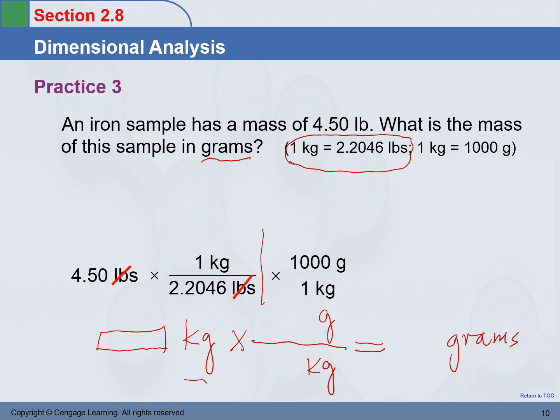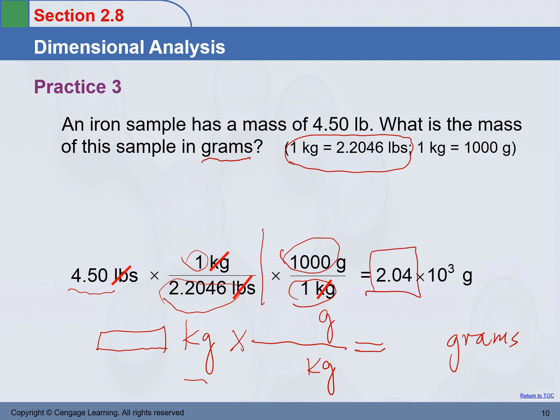Now you perform the calculation. You start with 4.50 times 1 times 1,000. Keep dividing all the numbers at the bottom, divided by 2.2046 divided by 1. Your answer will be 2.04 times 10 to the power of 3. Again, 3 sig figs decided by the initial given measurement.